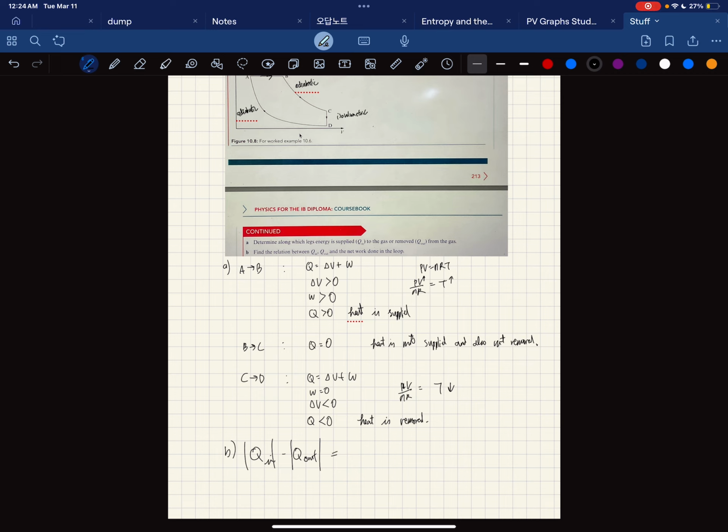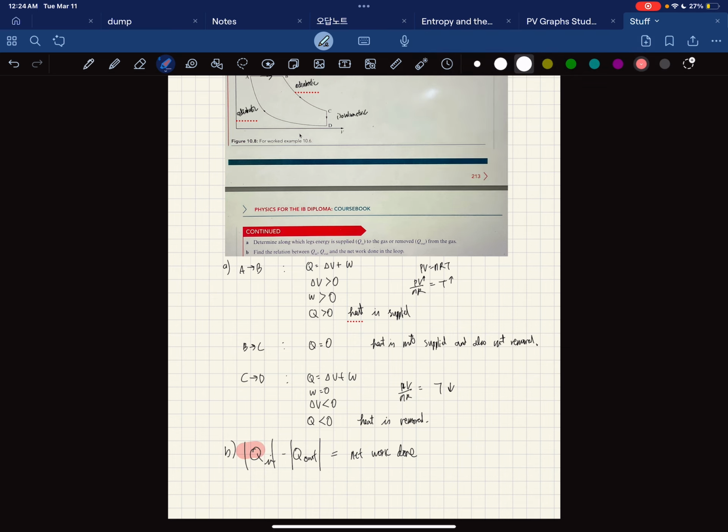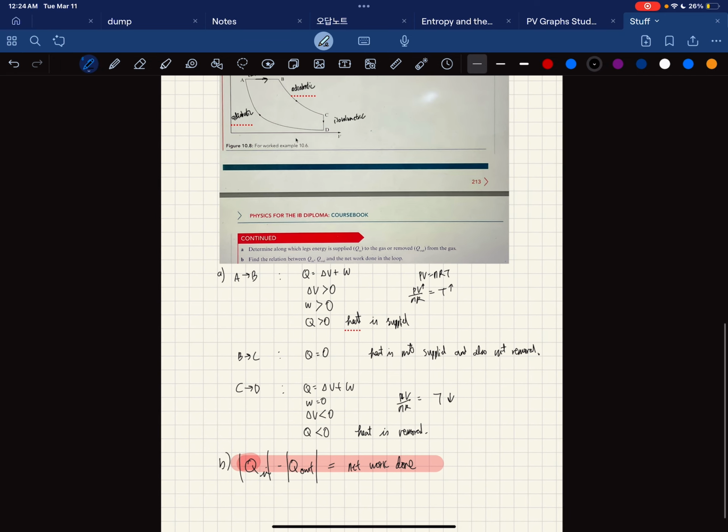Is net work done. This is a very useful formula. And I don't think, surprisingly, it's written in the formula booklet. So you'll just have to know this as a fact. Okay, that's it.